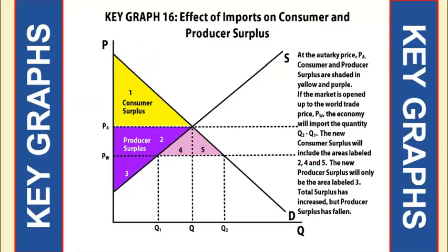And that leads us to this key graph 16. Same is true here. You can read all the details. You can pause this here if you want more time to go through it. You definitely should graph it out into your key graphs in your graphing notebook. But notice we start with just shape number 1, which is that yellow consumer surplus. But when the world price falls, when we open from autarky to global trade, notice 2, 4, and 5 become part of consumer surplus. So now the consumer surplus is 1, 2, 4, and 5. And the producer surplus that started with 2 and 3 now is just 3 because of the world price being lower than the autarky price.